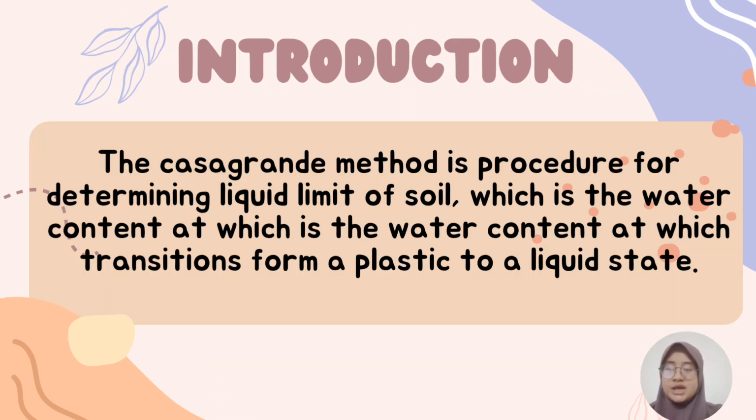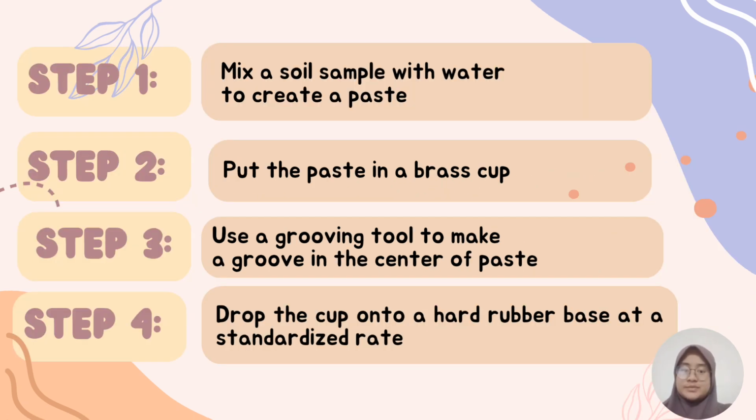For the introduction, the KAS4513 method is a procedure that determines the liquid limit of soil, which is the water content at which soil transitions from a plastic to a liquid state. Next, we move to the steps.